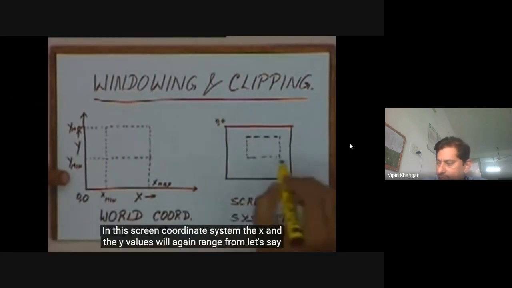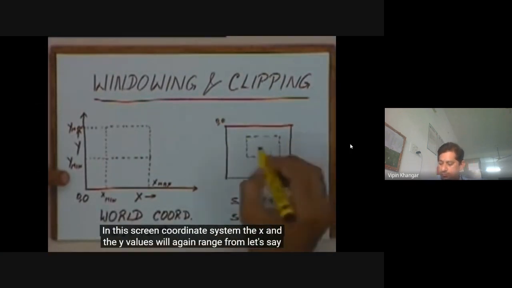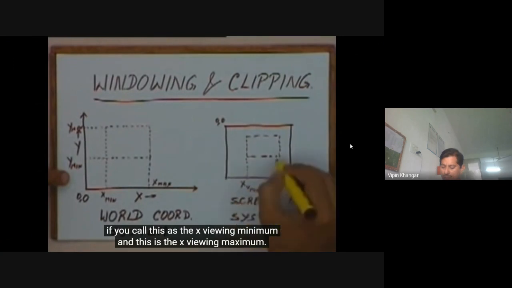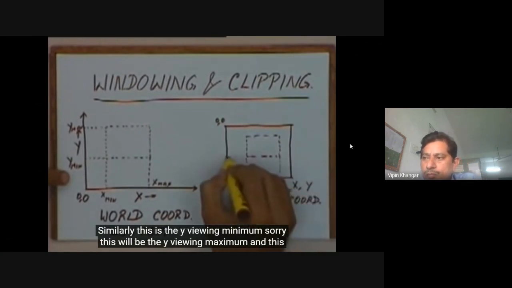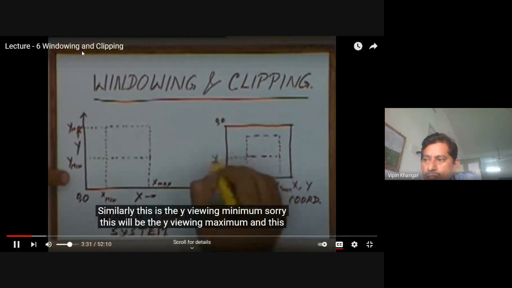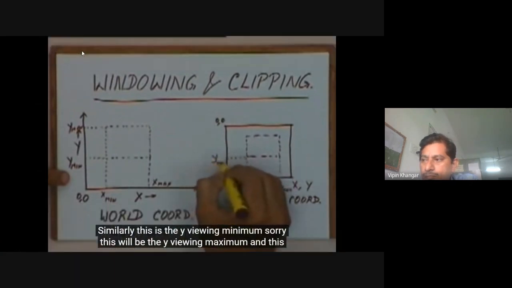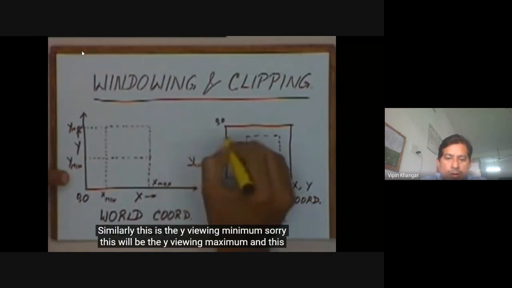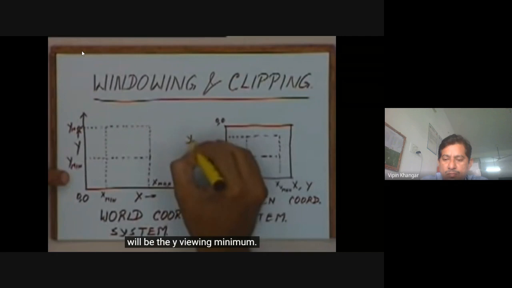In this screen coordinate system, the x and y values will again range from, let's say if we call this the x viewing minimum, and this is the x viewing maximum. Similarly, this is the y viewing minimum. This will be the y viewing maximum.